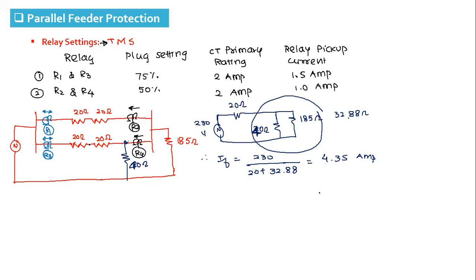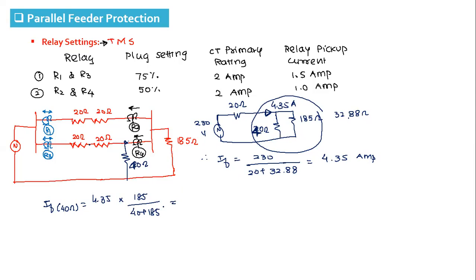4.34 or 4.349. Now, if we apply the current divider here, what will be the current through this? So this total current is 4.35 ampere. You can see here. And what will be the current through 40 ohm that we want to find? So the current through 40 ohm is 4.35 into the opposite, that is 185, divided by 40 plus 185.